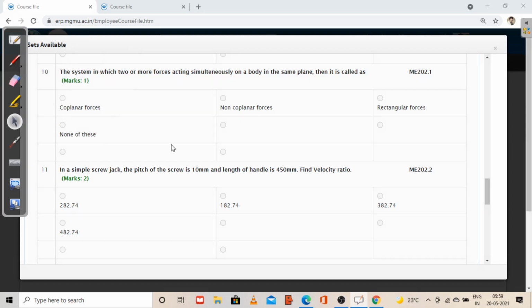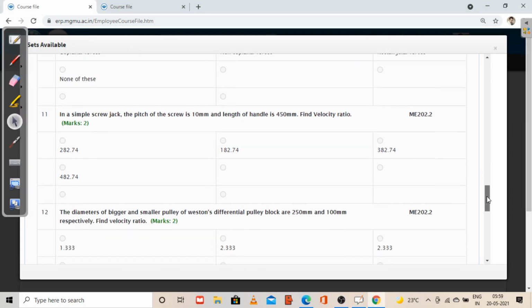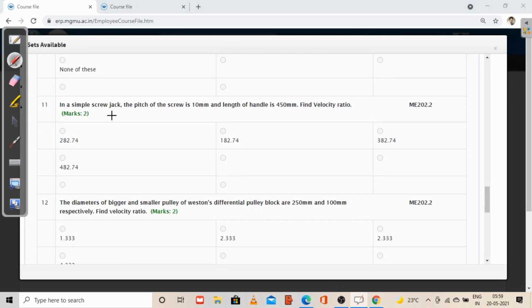Now the 11th question, if you see here, in a simple screw jack, the pitch of the screw is 10 mm and the length of the handle is 450 mm. Now focus on the marks. This question is made for 2 marks, so you have to focus here. 2 marks है, hard question है. It means a numerical is there. It is not a theory based question.